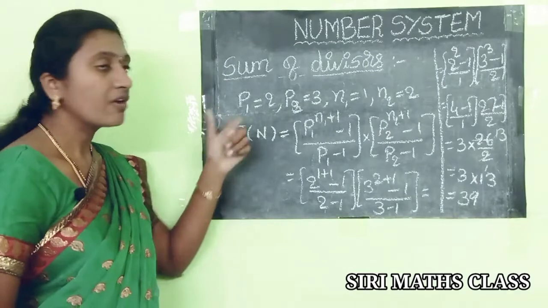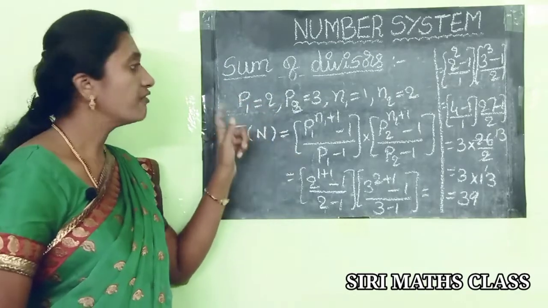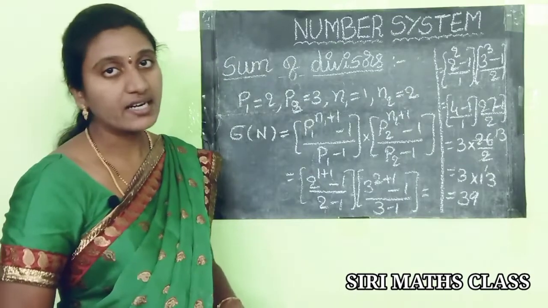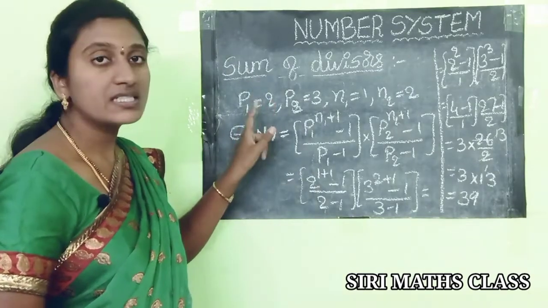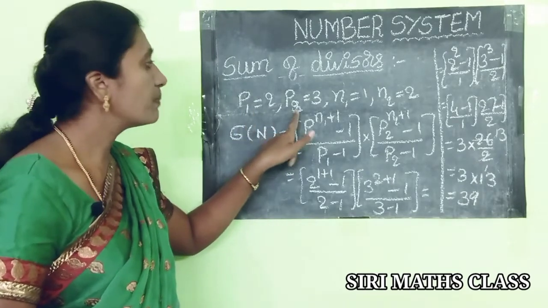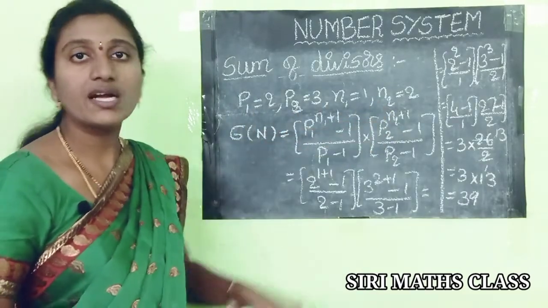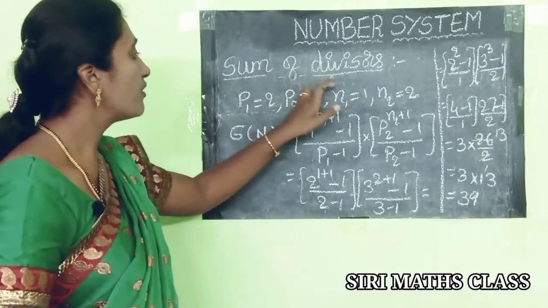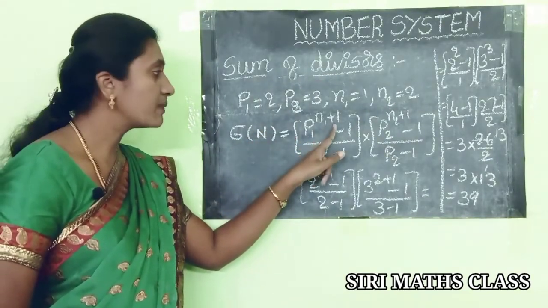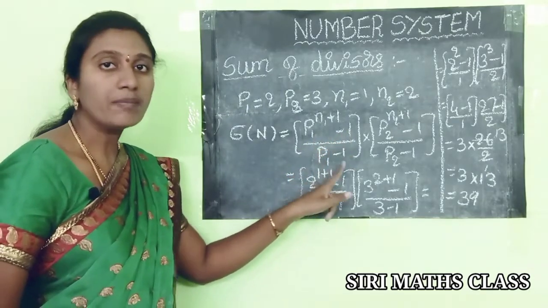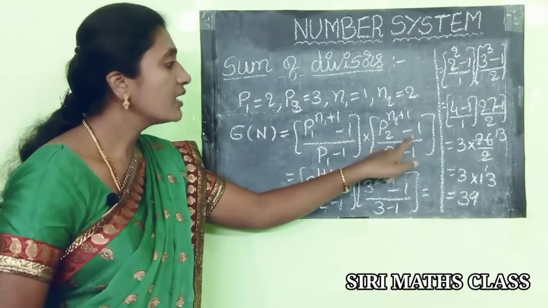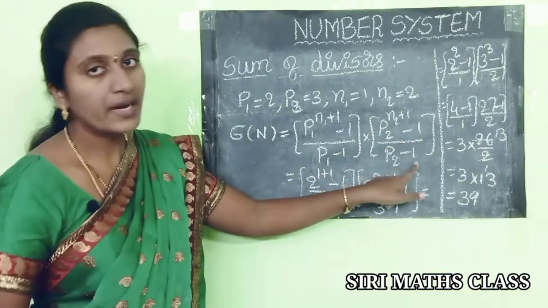Okay, see here, what we can say. First of all, we can take the example 18 and first of all find out the standard form. Again, in this standard form, what we got? We got the values p1, p2, n1 and n2. Okay, the sum of divisors formula: sigma n equals p1 to the power of n1 plus 1 minus 1 by p1 minus 1, into p2 to the power of n2 plus 1 minus 1 by p2 minus 1.